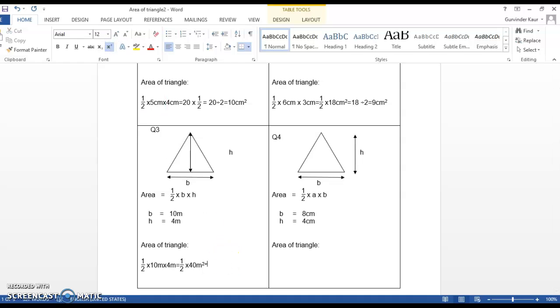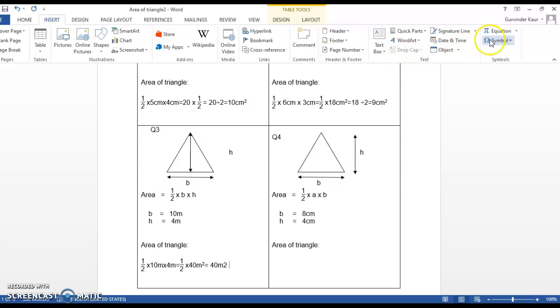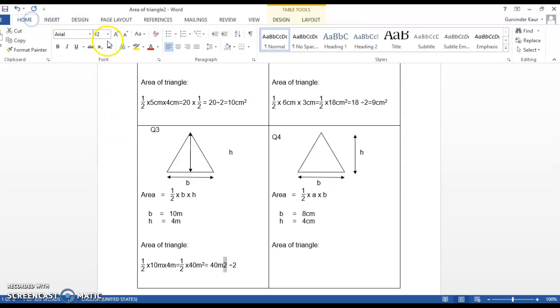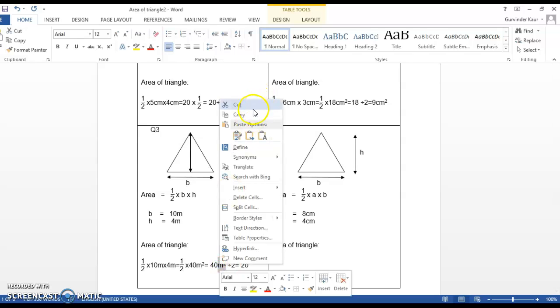Which equals to half times 40 meters square is the same as 40 meters square divided by 2. Equals to 20 meter square.